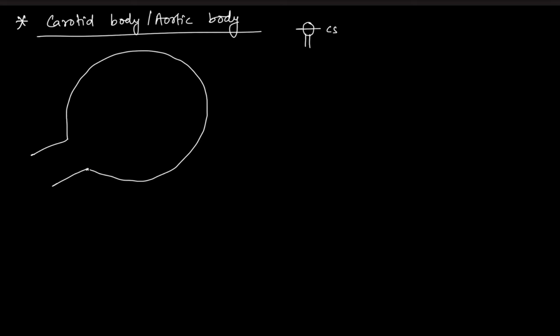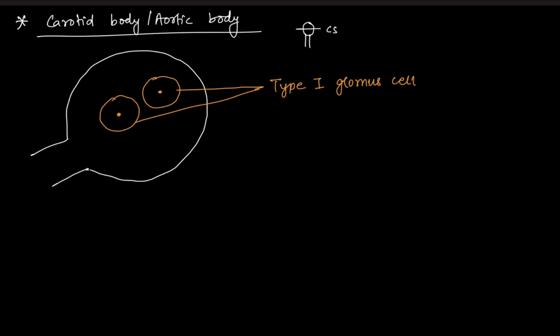So mainly the carotid body or the aortic body, if you look inside the carotid body, you will mainly find two types of cells. One type of cell is known as the type 1 glomus cell.